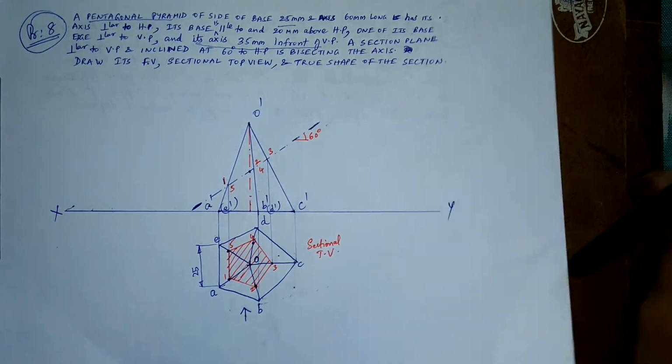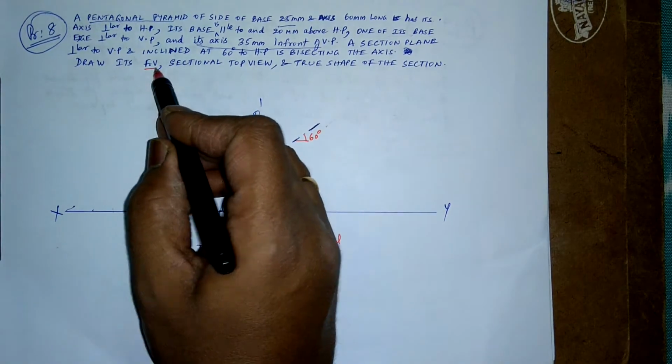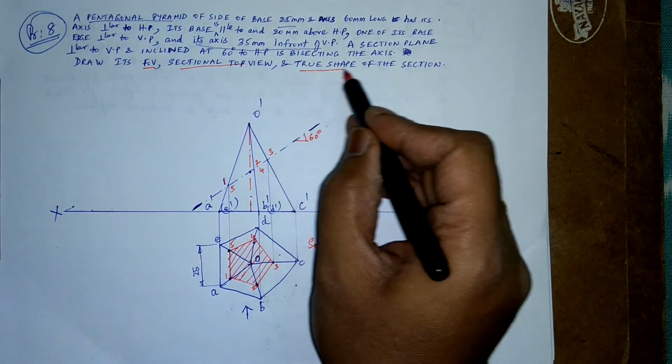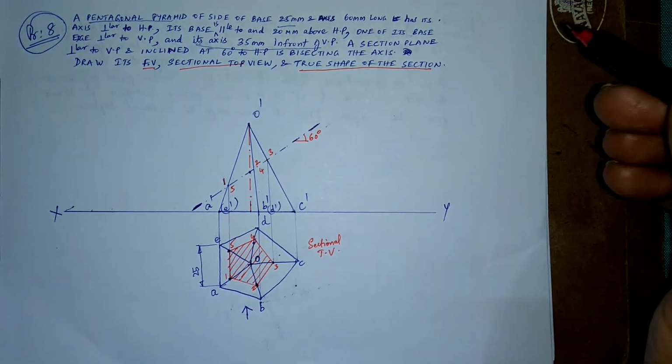Now the next step is, he's asking now my front view is covered. This is my front view. This is my sectional top. And then the true shape of the section. This is the next thing I need to find out.